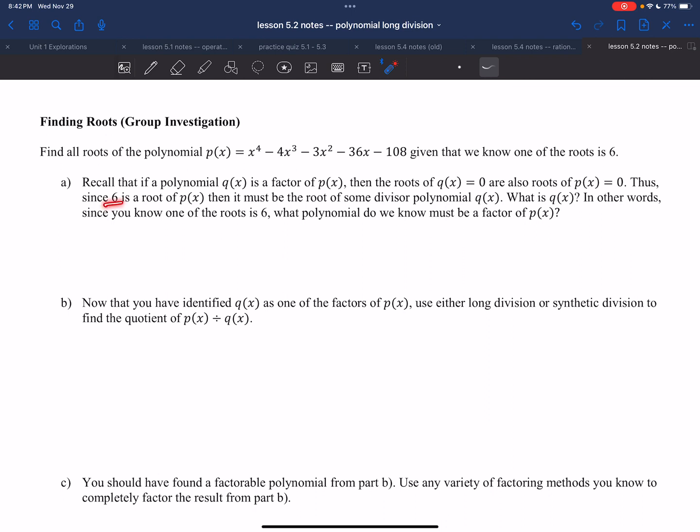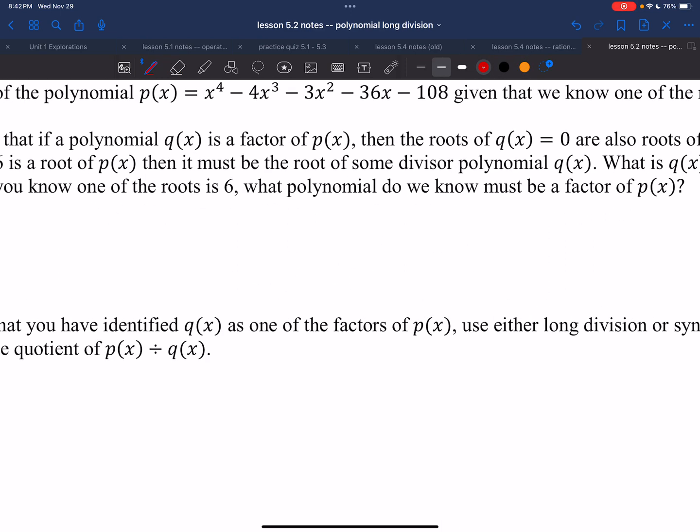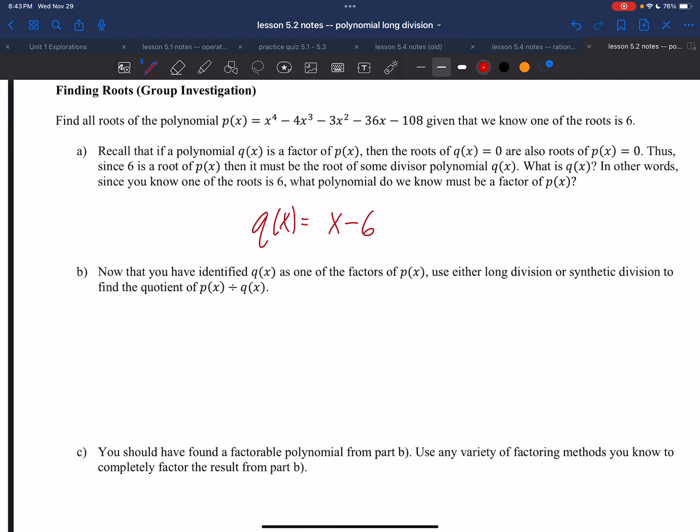So if 6 is a root of the polynomial, that means it must also be the root of some divisor polynomial. The question is, what is that divisor? Or in other words, since you know one of the roots is 6, what polynomial do you know must be the factor? Because the idea here is p of x equals some factor times another factor. But if the root is 6, then what's this factor? You should know it. And you should be saying x minus 6. So the divisor polynomial, q of x, is x minus 6, because 6 is the root of x minus 6.